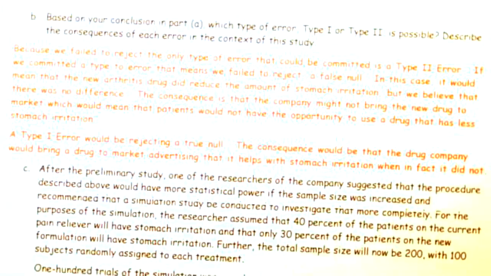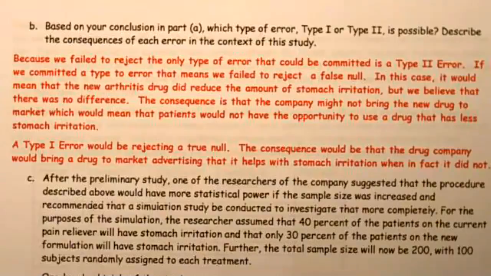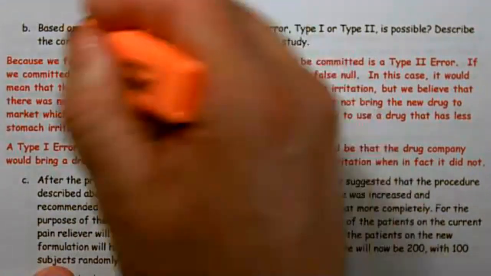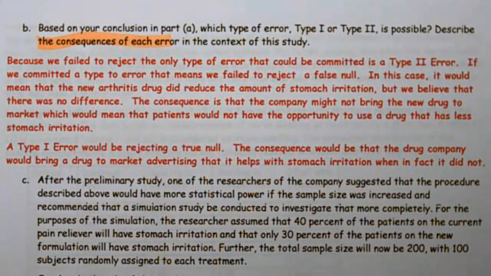Based on your conclusions in part A, which type of error, type 1 or type 2, is possible, then it says describe the consequences of each. So we have to talk about each error, even though we could have only committed one. Because we failed to reject, the only type of error that could be committed is a type 2. Doesn't mean we did, but it's the only type that could.